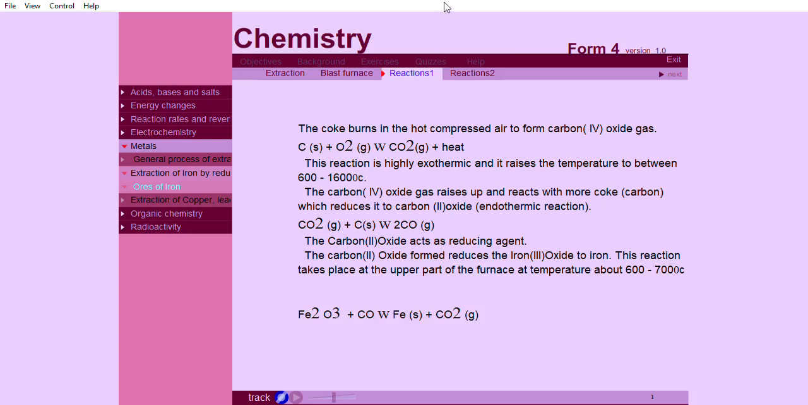The coke burns in the hot compressed air to form carbon(IV) oxide gas. This reaction is highly exothermic and it raises the temperature to between 600 to 1600 degrees Celsius. The carbon(IV) oxide gas rises up and reacts with more coke or carbon, which reduces it to carbon(II) oxide, that is an endothermic reaction. The carbon(II) oxide acts as reducing agent. The carbon(II) oxide formed reduces the iron(III) oxide to iron. This reaction takes place at the upper part of the furnace at temperature about 600 to 700 degrees Celsius.